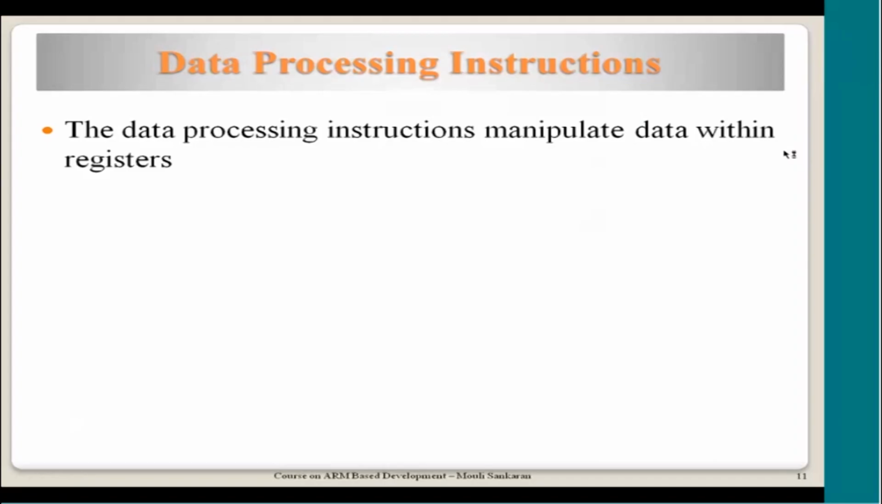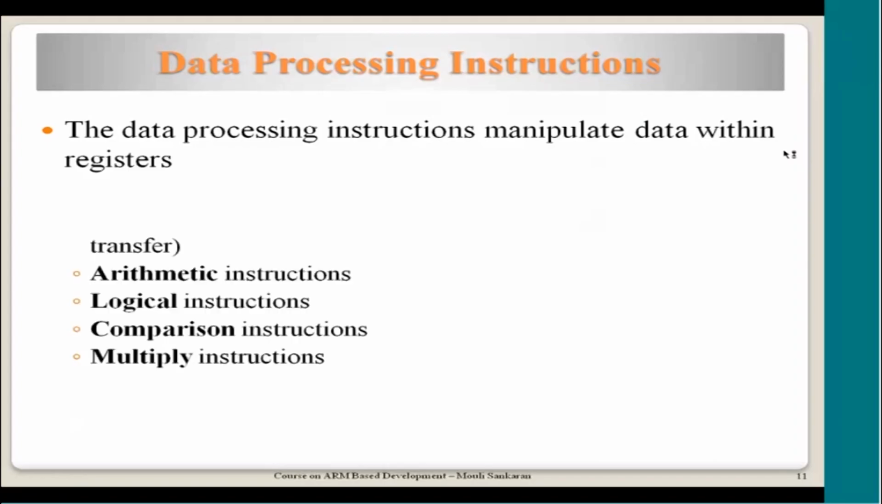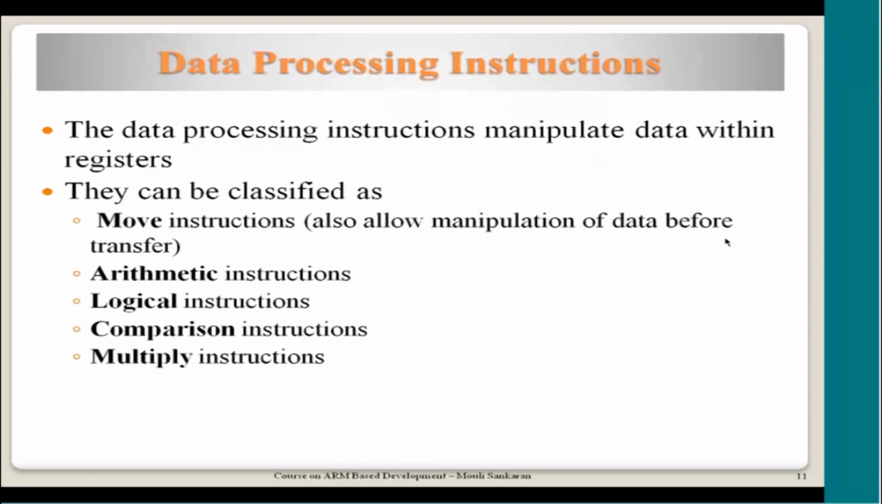So these instructions manipulate data within registers. There are different classifications. A simple move instruction. Why do move instructions come under data processing instructions? Because the move instructions, which help in transferring between registers, can manipulate the data using the barrel shifter. So that's why we call moving the contents of one register to another register also a data processing instruction.